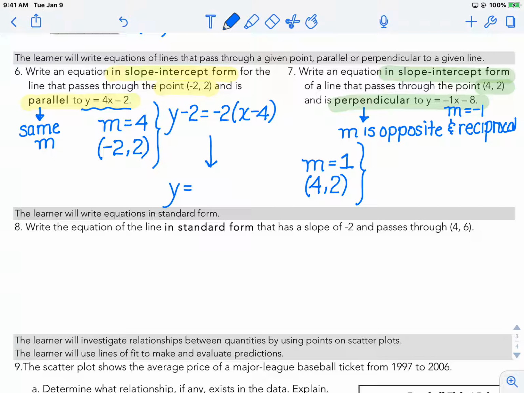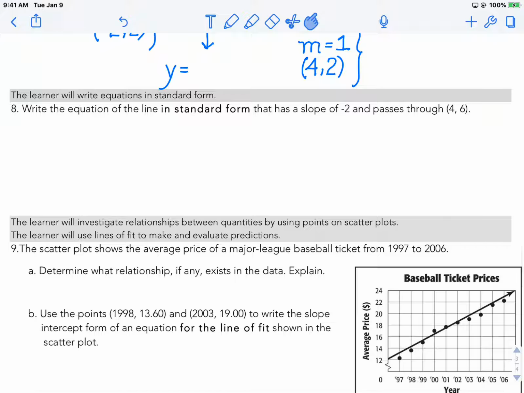Again, just like we did in 6, I'd recommend writing this in point slope first and converting it to slope intercept for your final answer. Number 8, they bring up standard form. So they'd like an equation in standard form that has a certain slope and a certain point. Because they gave us a point and a slope, I would start this in point slope form. y minus our y coordinate, slope, make sure you include that negative, x, subtract our x coordinate.